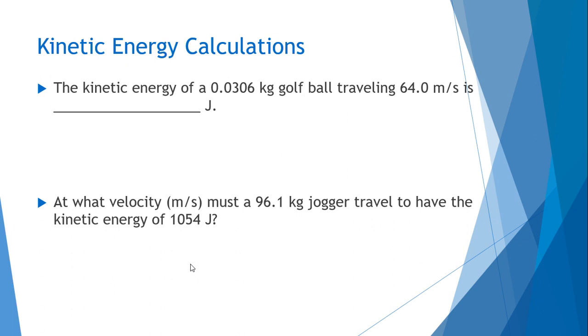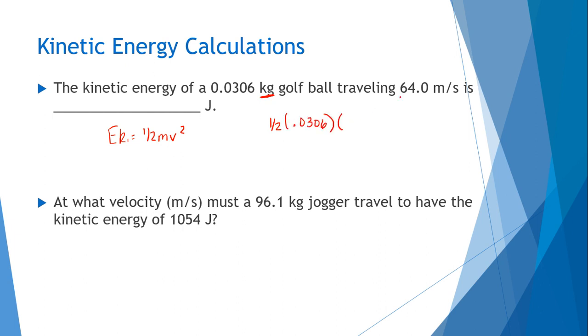Here we're going to do 2 example problems. It says the kinetic energy of a 0.0306 kilogram golf ball is traveling 64 meters per second, and I want to know what its kinetic energy is going to be. So when we look at this, we have to make sure that we're setting it up right. Remember, kinetic energy equals 1/2 mass times velocity squared. So we have 1/2. My mass is already in the correct units, so I don't have to change it.